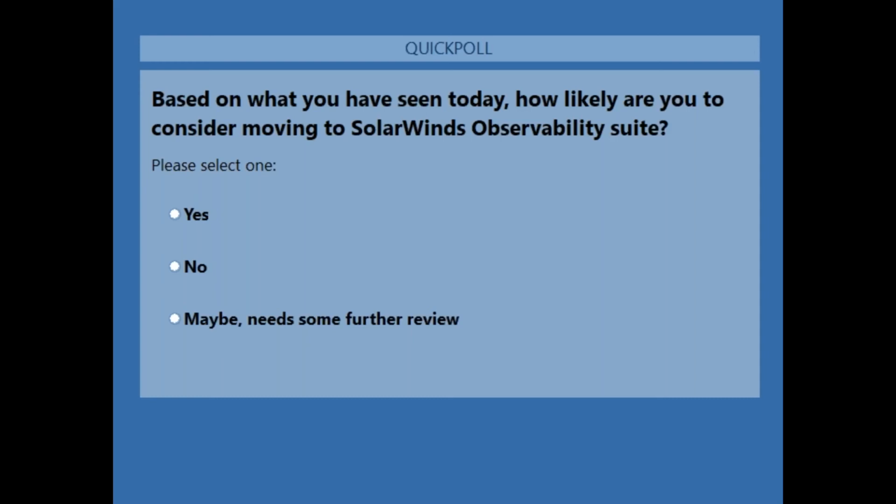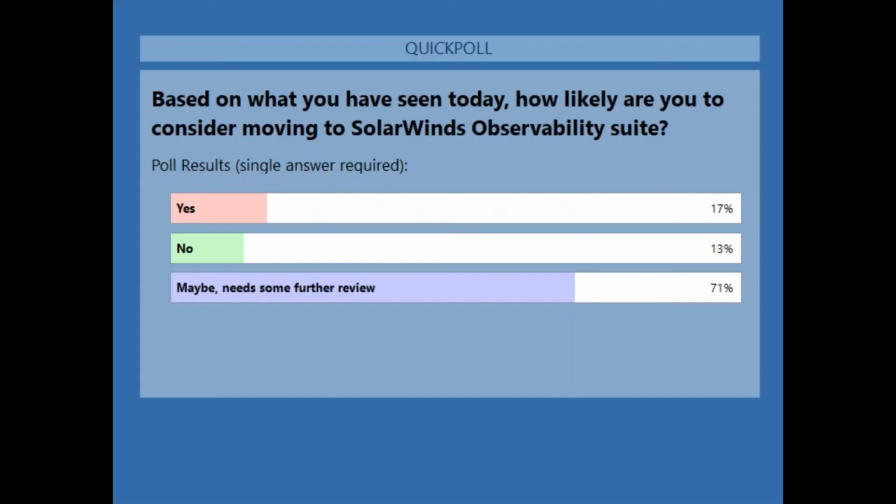Right. So the one leading the poll right now, Darian, is "maybe needs some further review," which is fair enough. It's really just a teaser for right now, and that's where we come in and support you as your partner to help you understand observability better, and perhaps eventually convert you to observability. The second one is yes, which is exciting. That's nice. It means that hopefully we've done a good job today. Well, it's just a teaser anyway.